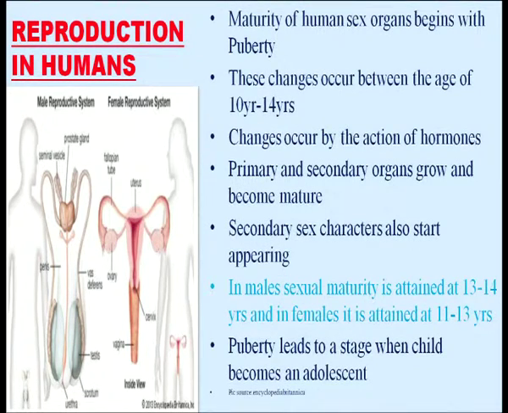Now, reproduction in humans. Maturity of human sex organs begins with puberty. These changes occur between the age of 10 to 14 years, by the action of hormones. Primary and secondary organs grow and become mature. Secondary sex characters also start appearing. In males, sexual maturity is attained at the age of 13 to 14 years, but in females it is early. It is attained at 11 to 13 years. Puberty leads to a stage when a child becomes an adolescent.